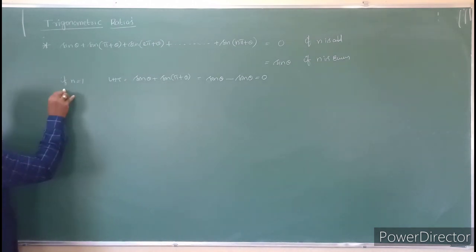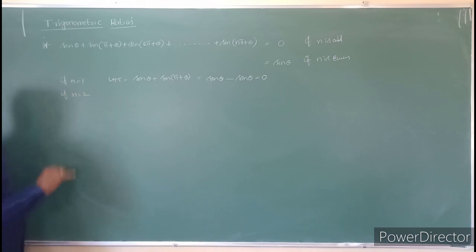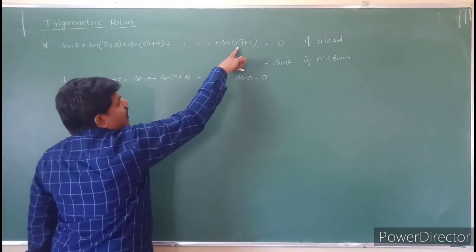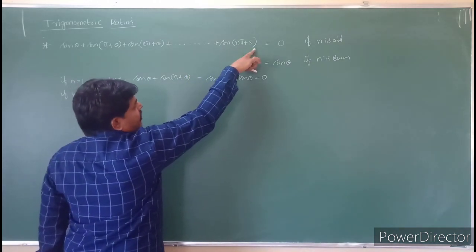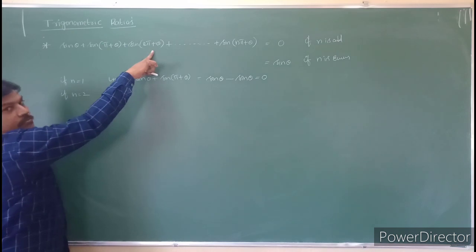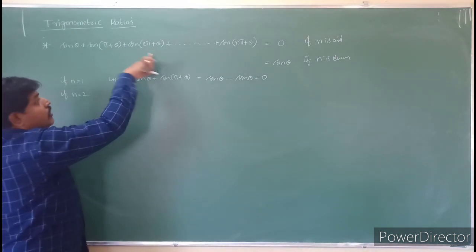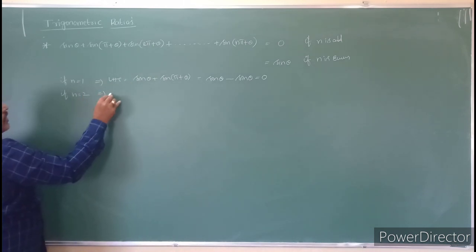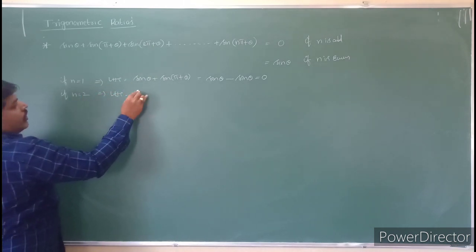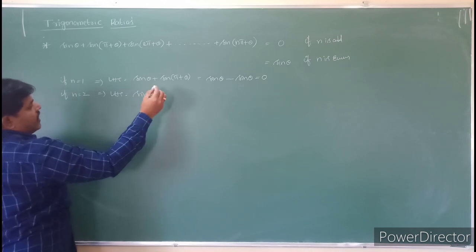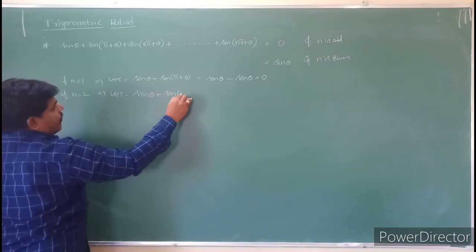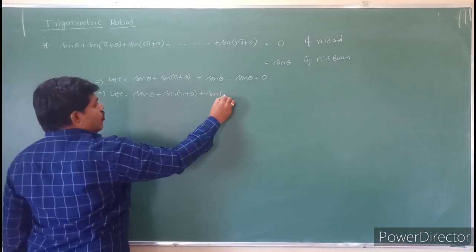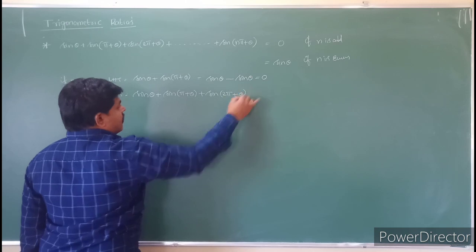Similarly, if n is equal to 2, that means even number. If n is equal to 2, what happens? Sin 2 pi plus theta. 2 pi plus theta meaning is up to this term you have to take. So sin theta, sin pi plus theta, sin 2 pi plus theta. That implies LHS is equal to sin theta plus sin pi plus theta plus sin 2 pi plus theta.